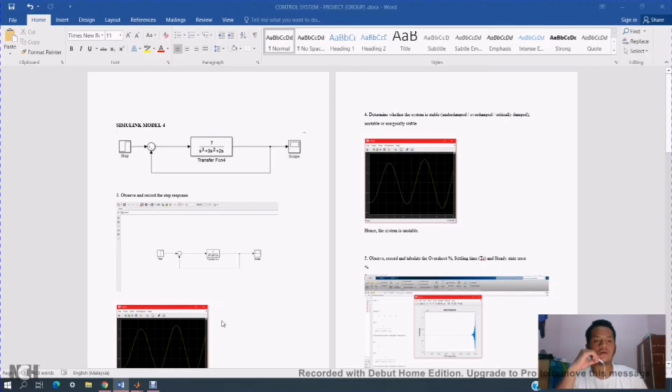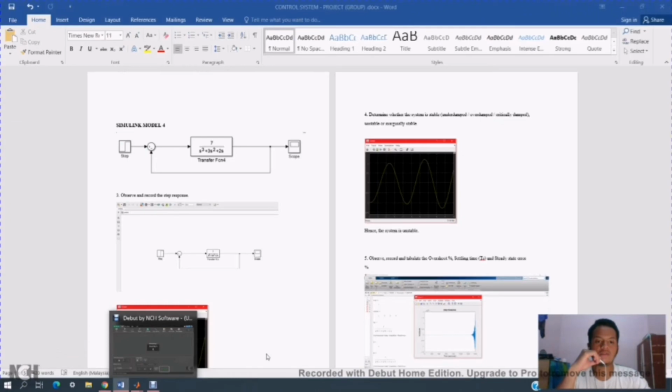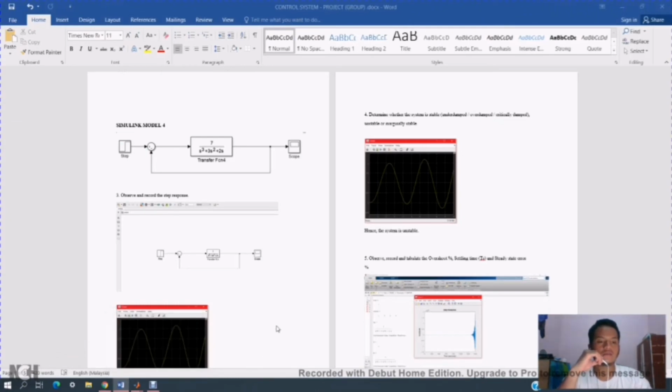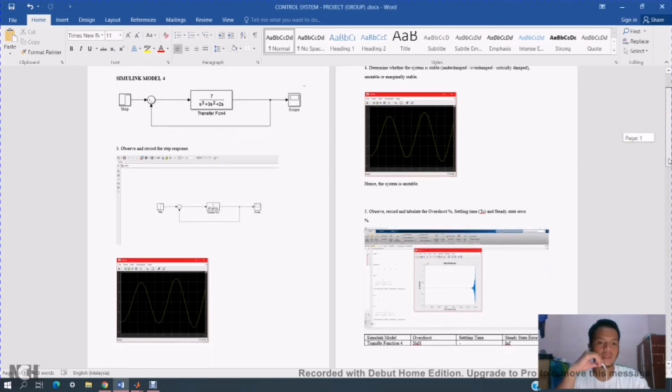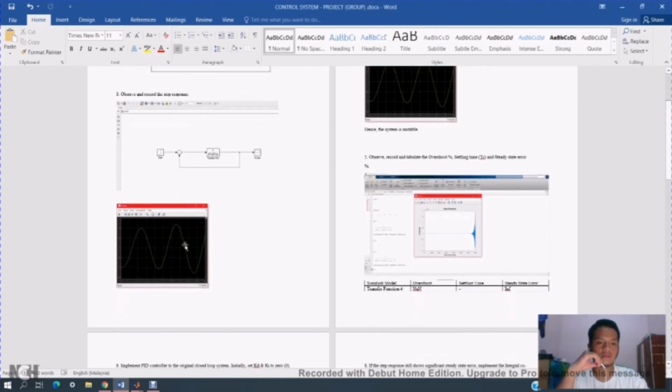Right. Now I'm going to explain transfer function number 4. Right here we have Simulink model 4, which is the transfer function, and this is the Simulink model, the blocks right here. The question needs us to observe and record the step response. I have done it, and this is my result.